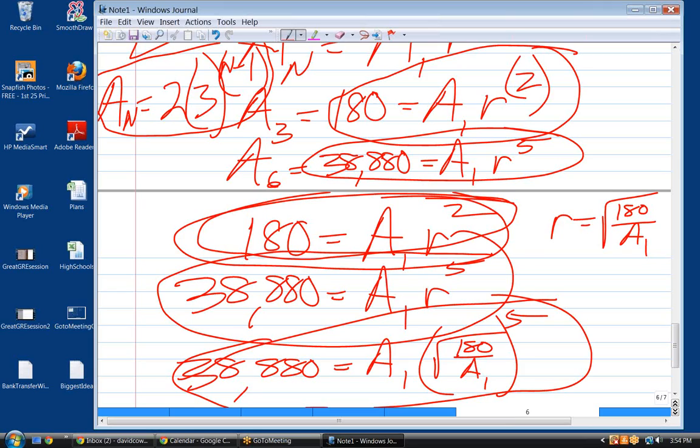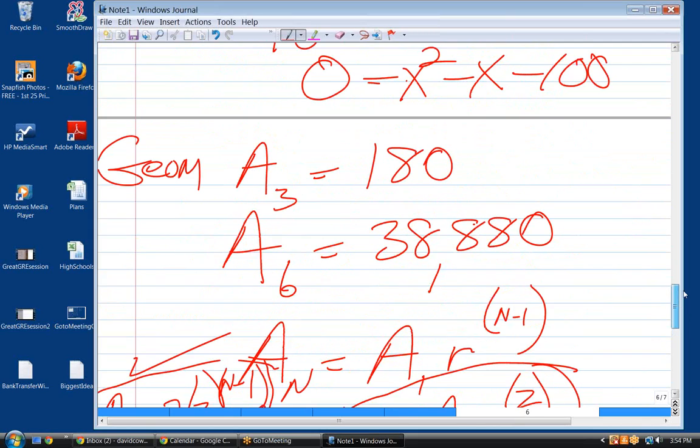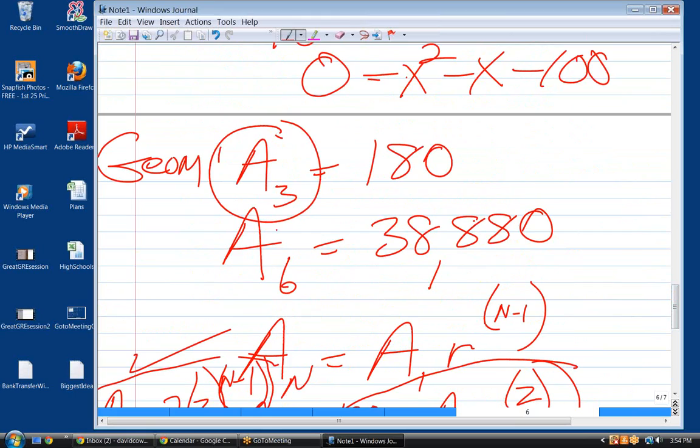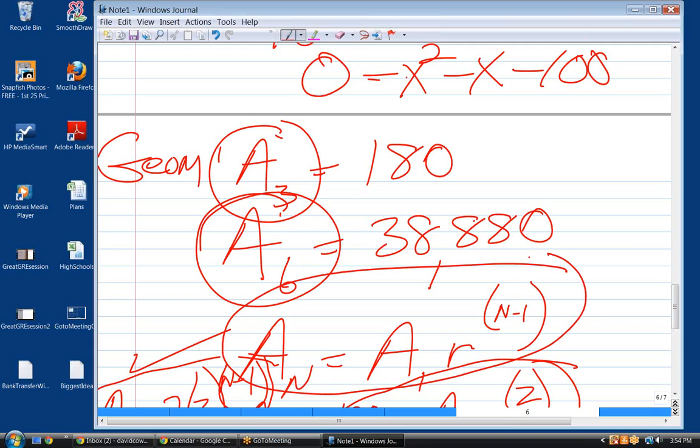All right. But that's basically the way to solve. Whenever they give you two A sub n's, you're going to plug them both into the general formula to come up with two equations with two unknowns. And you can always solve two equations with two unknowns.